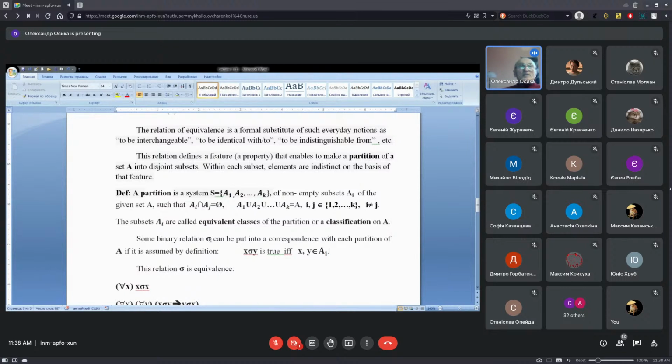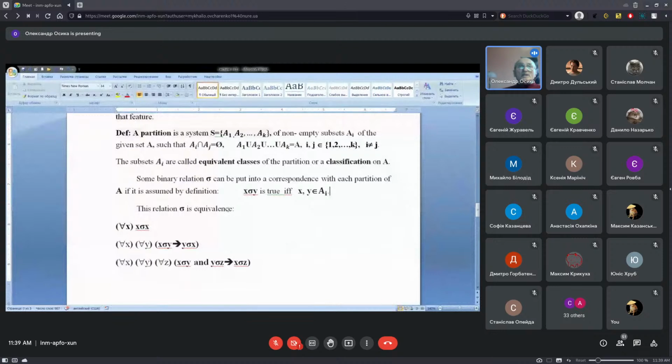Some binary relation sigma can be put into correspondence with each partition of A. So we partition elements of A. The relation sigma can be put into correspondence with the partition if it is assumed by definition that X is in relation sigma to Y if both elements belong to one element, or one class.